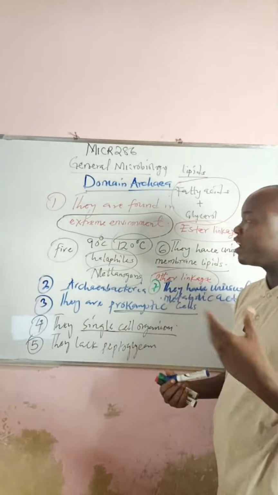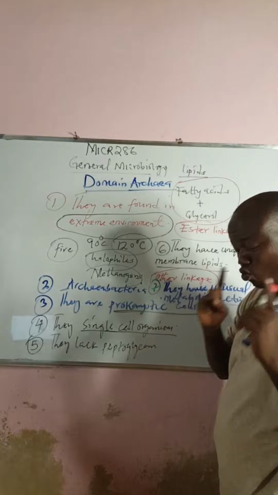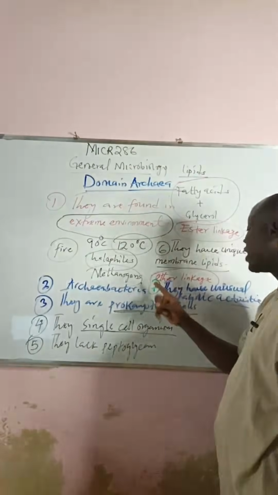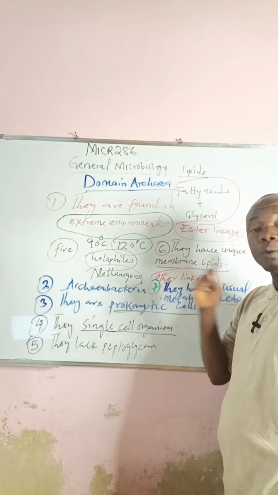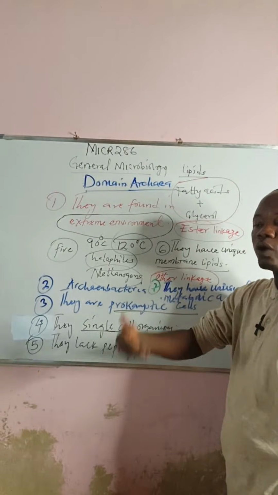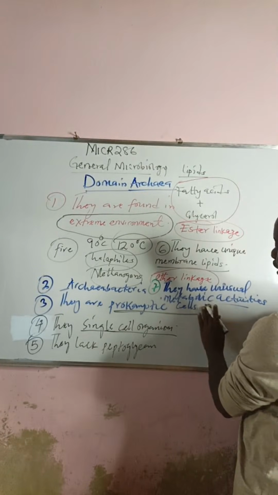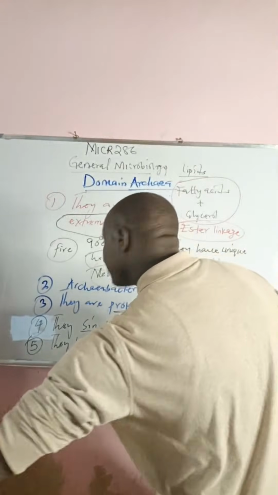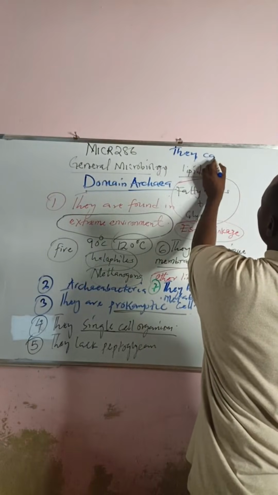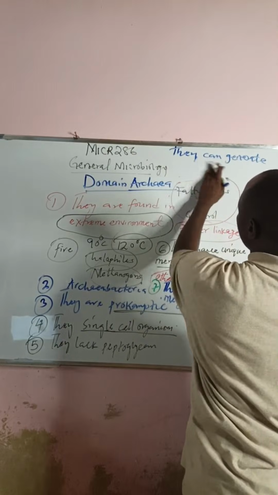So you see, almost everything is coming as unique and unusual. They survive in extreme environments. That is one thing that you should never forget about the main idea. Second, they have unique membrane lipids. They lack peptidoglycan, and they have unusual metabolic activities in such a way that they can generate methane gas. Let me write it here. They can generate methane gas. Methane.